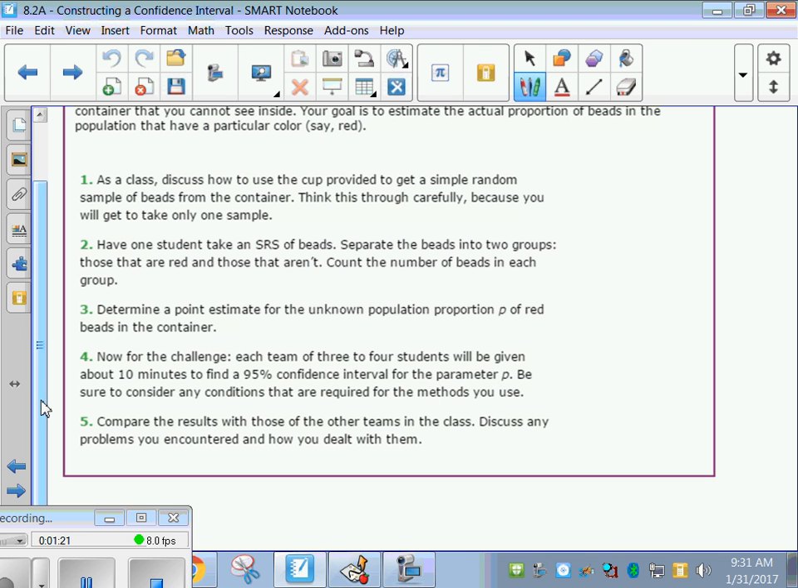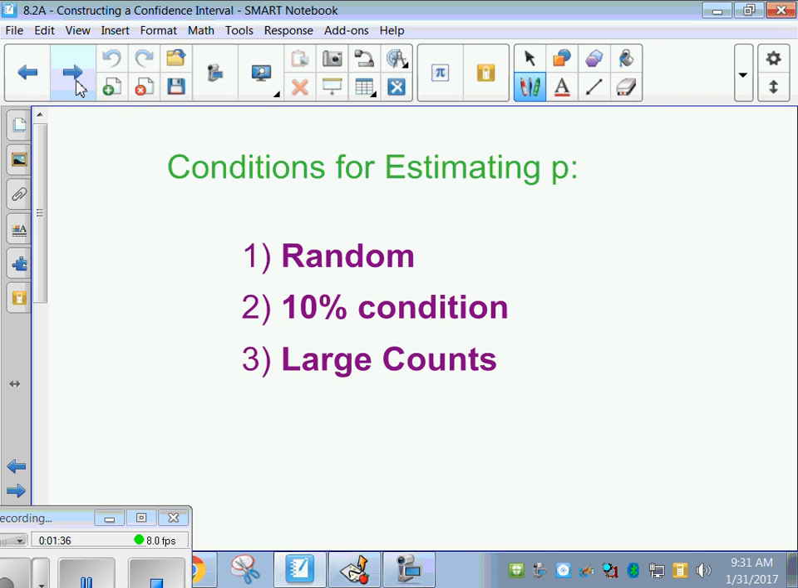Point estimate would be what we got, right? Our point estimate would be we got like 100 red beads out of 300 beads or something like that. And then you guys would guess on how to do this, but I'm just going to tell you how. So, all right. First, you have to have these conditions.